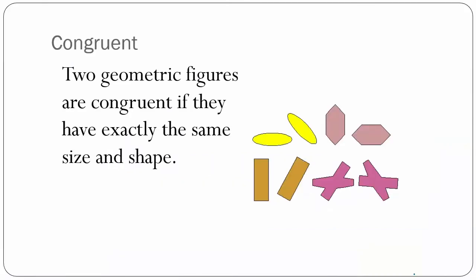Vocabulary. Congruent. Two geometric figures are congruent if they have exactly the same size and shape.